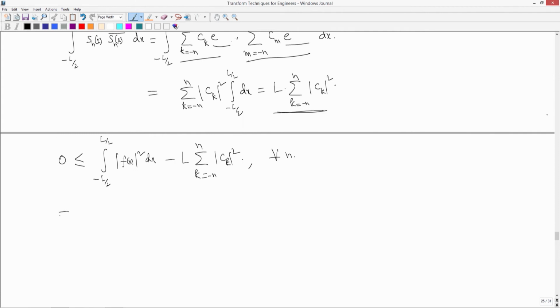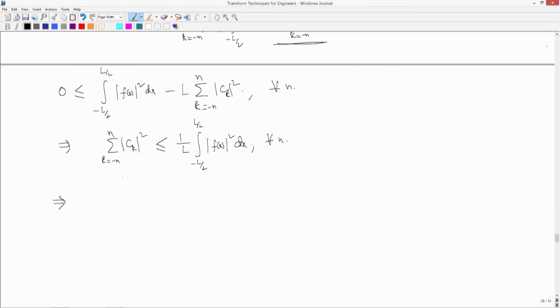Okay, so this implies you can bring this side. So you get sigma |c_k|^2, k from minus n to n, is always less than or equal to 1 by L integral from minus L by 2 to L by 2 of |f(x)|^2 dx. So this is true for every n.